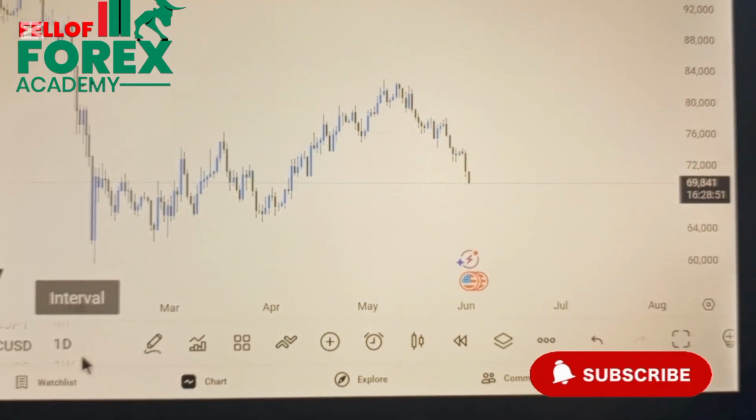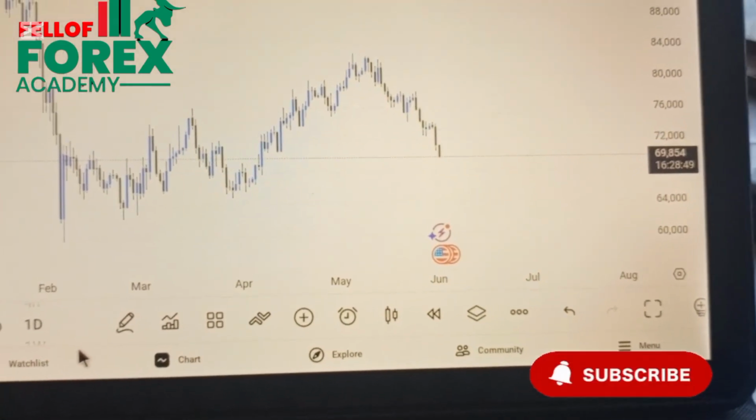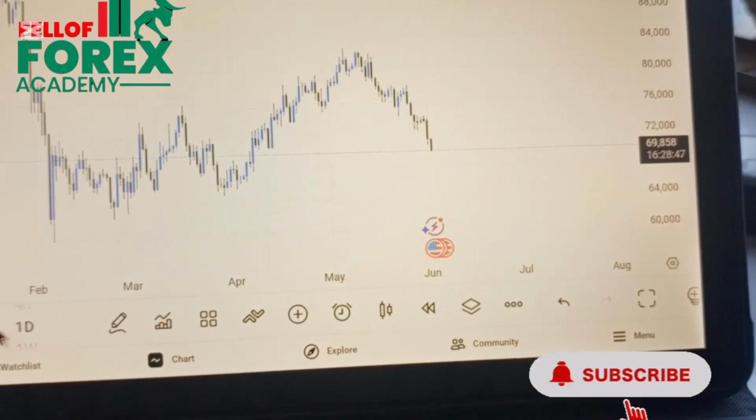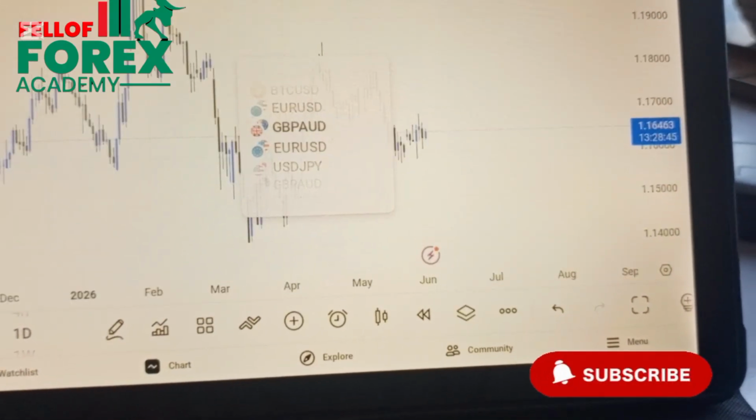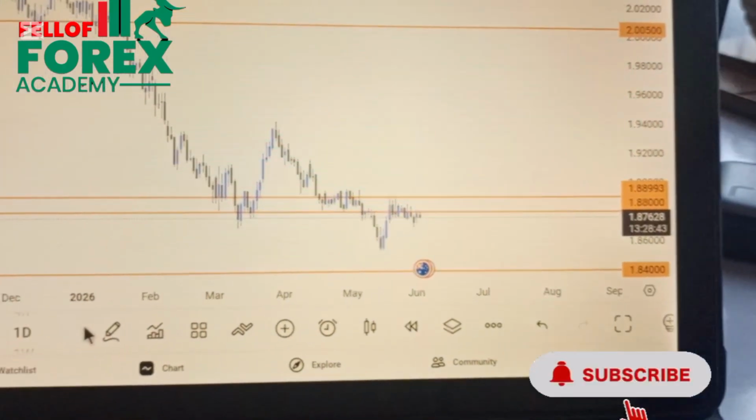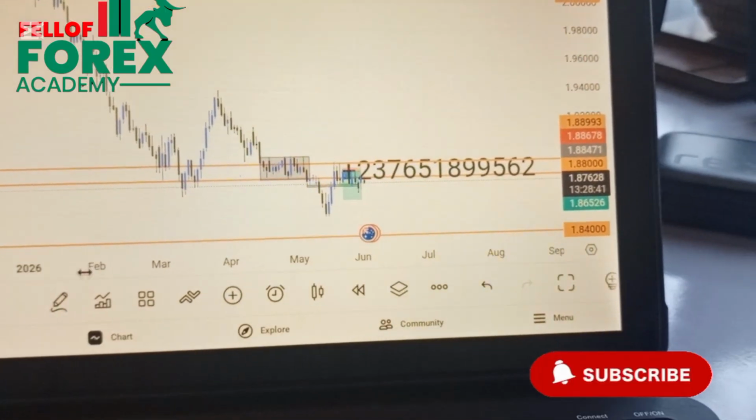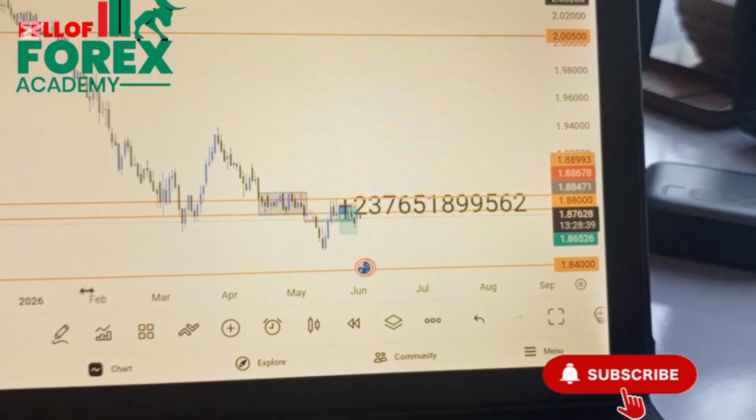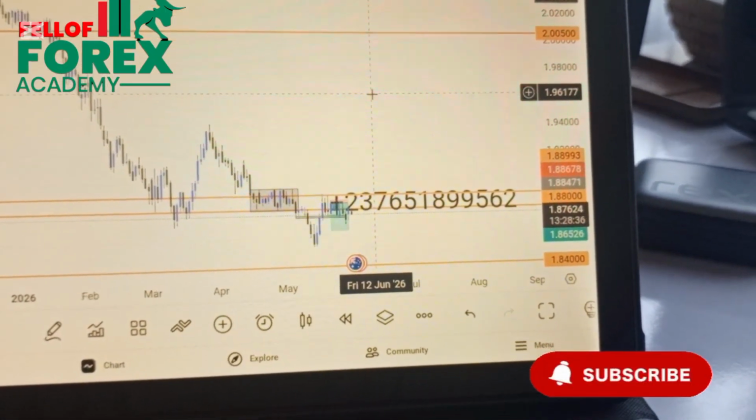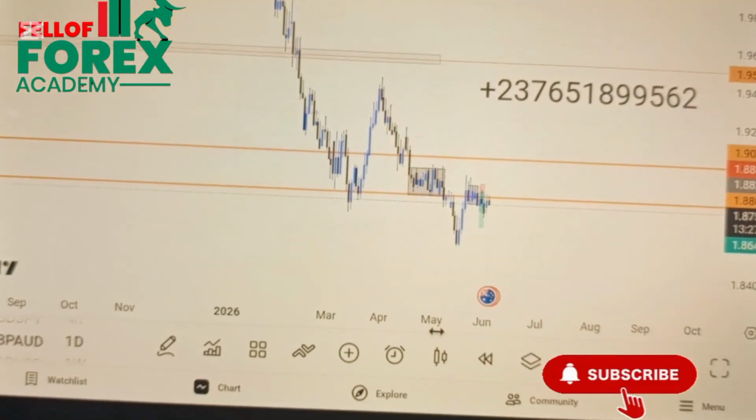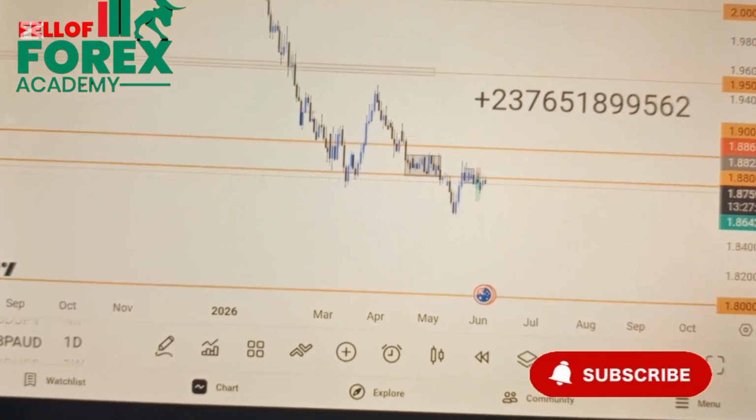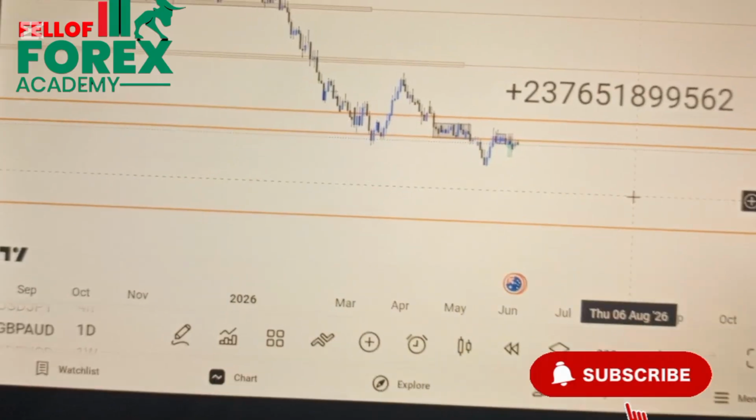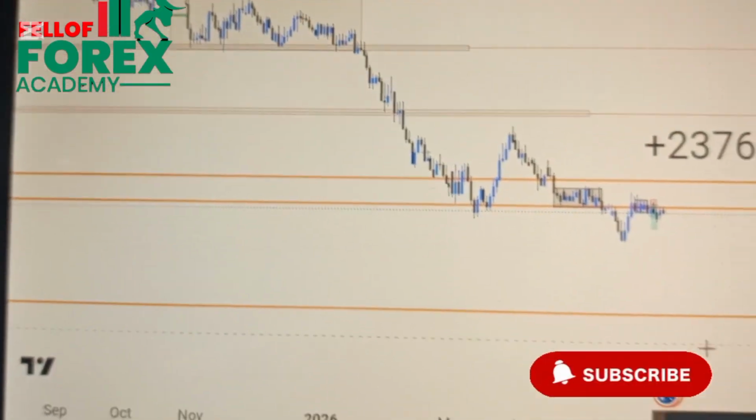Okay, so this is GBPAUD on the daily time frame. Okay, let's see. So this is GBPAUD on the daily time frame. Okay, this is the overall picture.